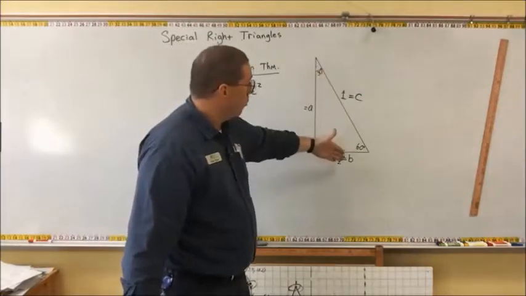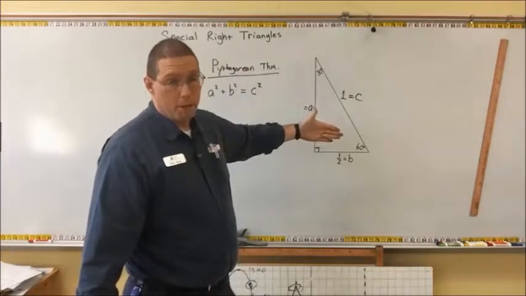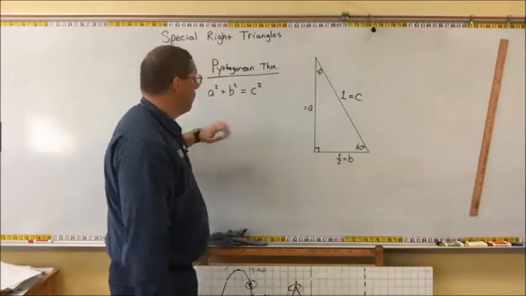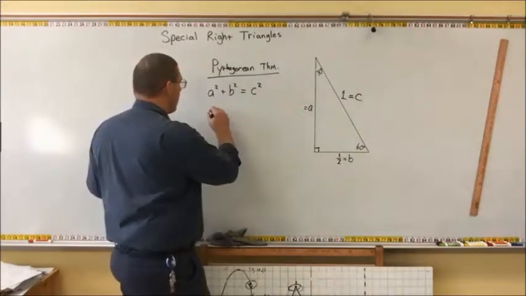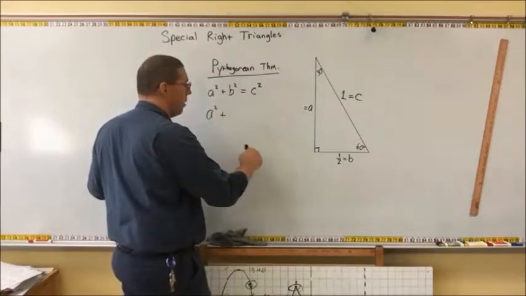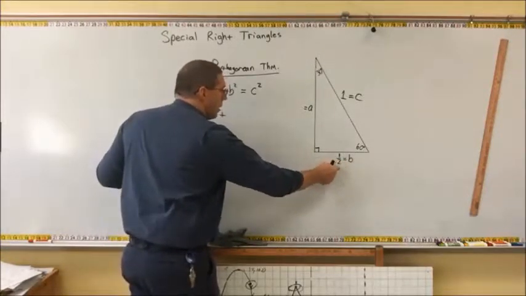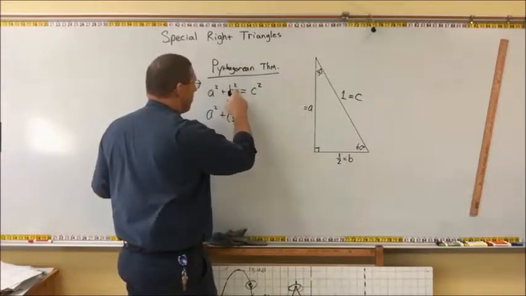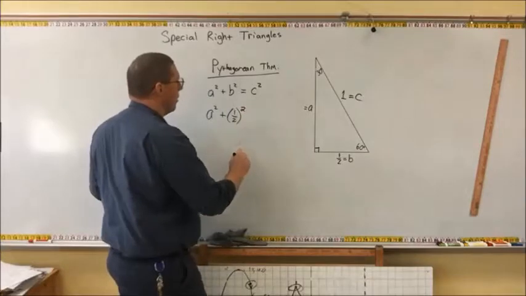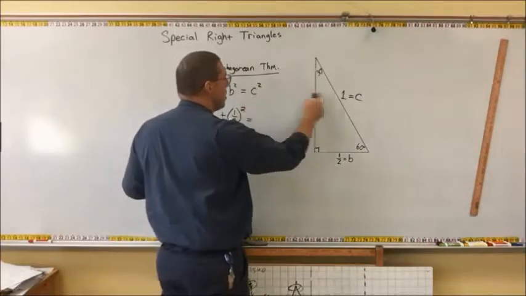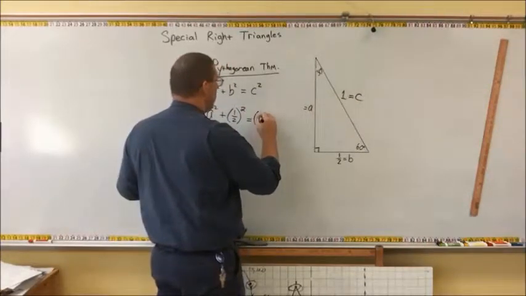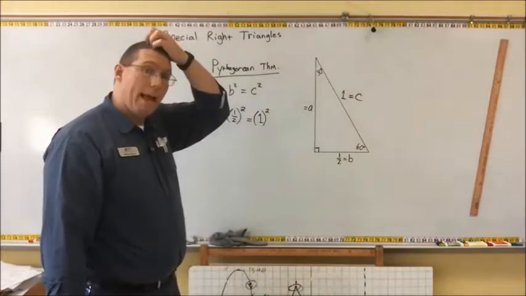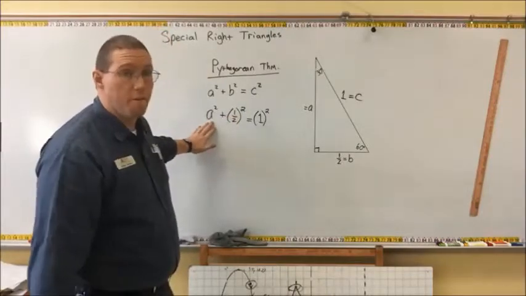Since we already know two of the side lengths, we can use the Pythagorean theorem very easily and find the length of A. So let's go over to the Pythagorean theorem, and we'll say A squared plus B squared equals C squared. B is 1/2, so we're going to put a 1/2 in here, and it's going to be squared. C is 1, so we're going to put a 1 here, squared. Okay? So let's go ahead and calculate this and try and solve for A.